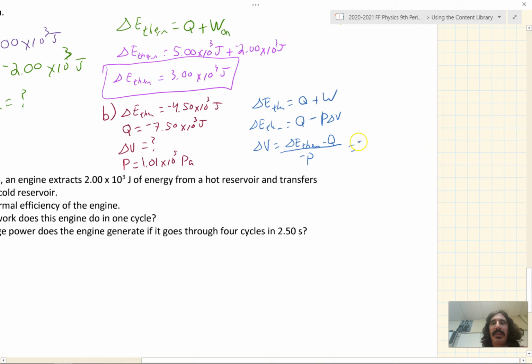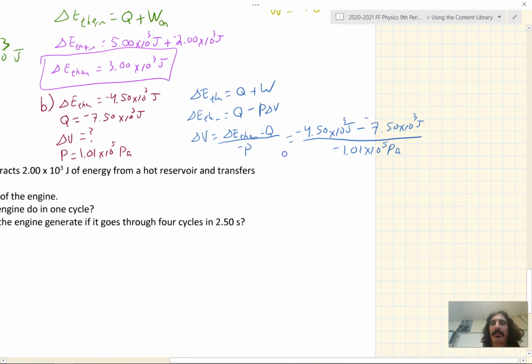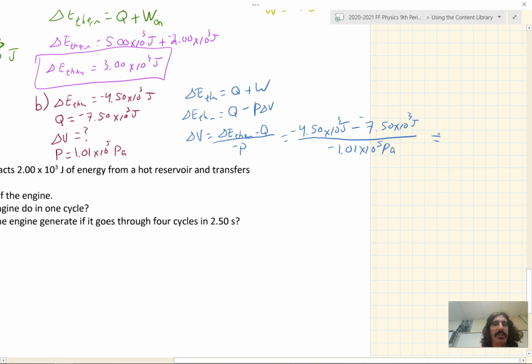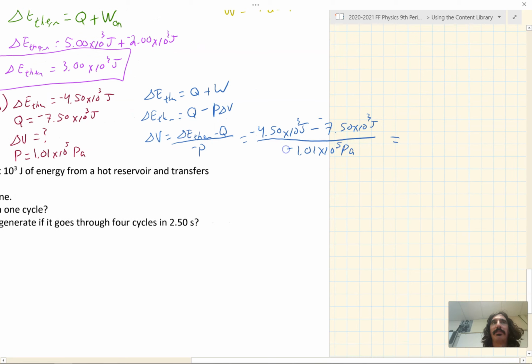Change in volume equals negative 4.50 times 10 to the 3rd joules minus negative 7.50 times 10 to the 3rd joules all over negative P, so negative 1.01 times 10 to the 5th pascals. Be careful with your negative signs in your calculator, but we plug and chug and we get a change in volume to equal negative 2.97 times 10 to the 3rd meters cubed.